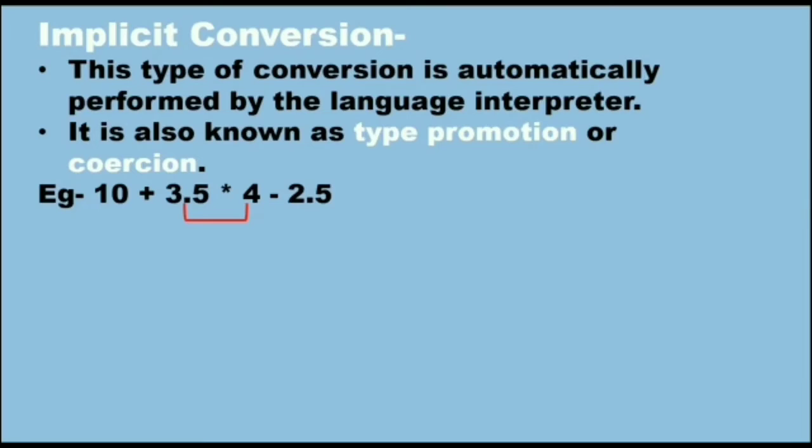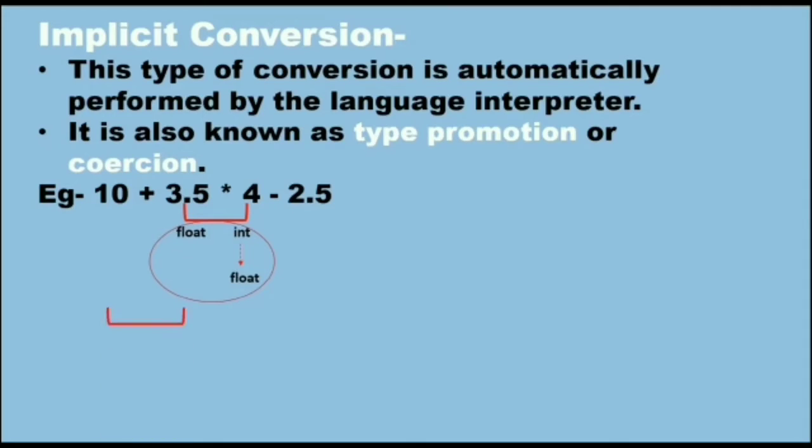Now here 3.5 and 4 are of different data type. 3.5 is of float type and 4 is of integer type. So the computer will not be able to perform the calculation. What it will do, it will convert 4 to floating type. Now the data types are same, so it will perform the calculation, that is multiplication. When this multiplication is performed, the result will be float.